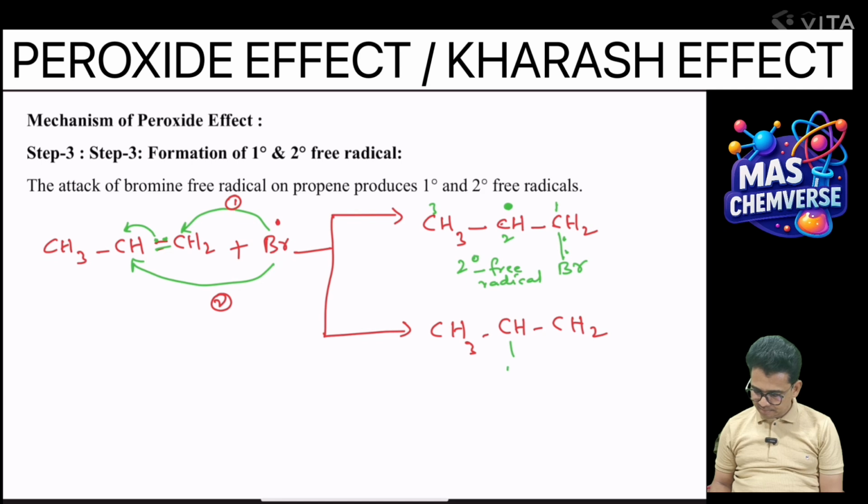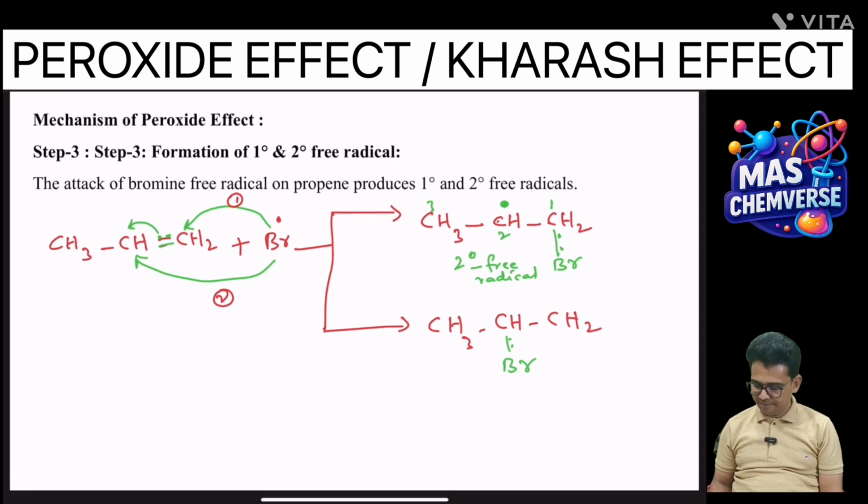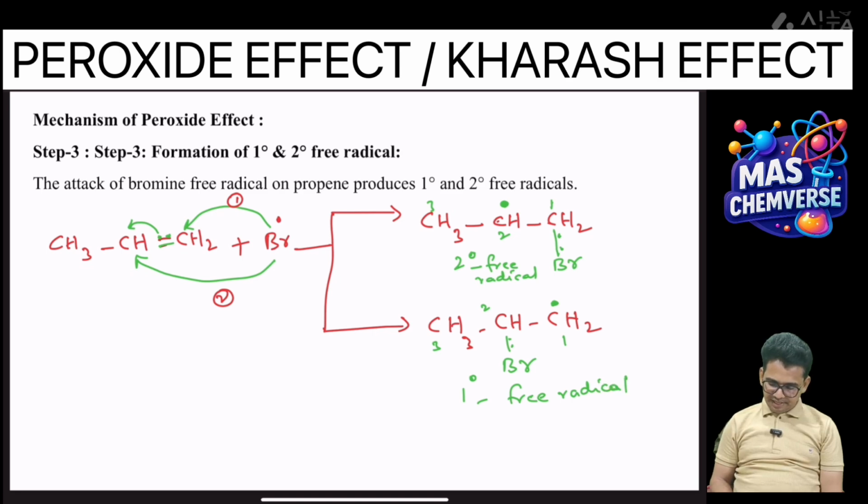Another product you can see here: bromine goes here, the attack on this carbon. When attacking this carbon, bromine will take 1 electron from this double bond. Here 2 electrons total: 1 electron from the double bond, 1 electron with the bromine. That's why it forms the bond here. Then on this carbon, 1 electron will remain. On which carbon does it remain? This is the first carbon, this is the second, this is the third. And the first carbon free radical is there. That's why what is it called? Primary free radical.